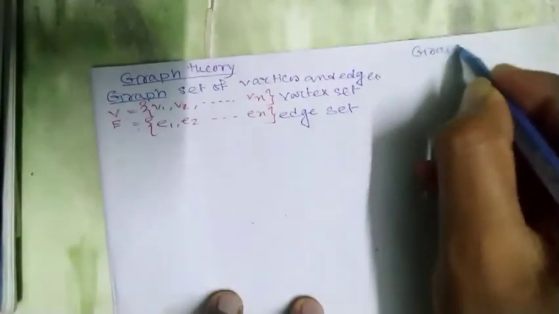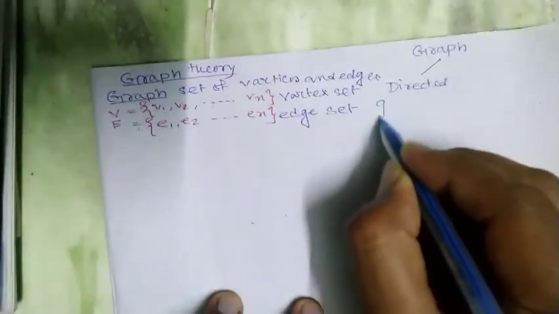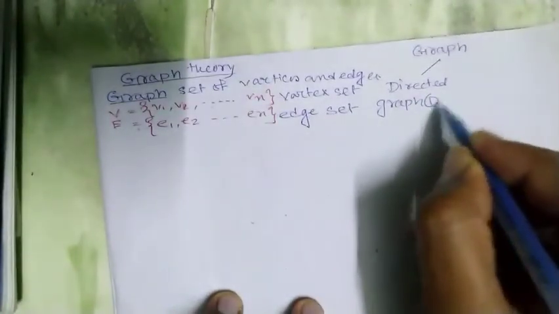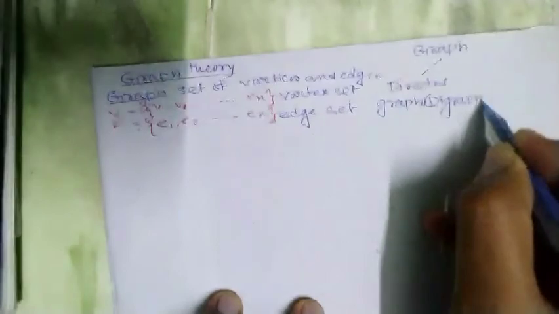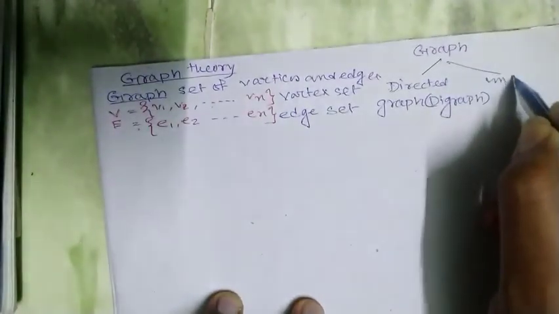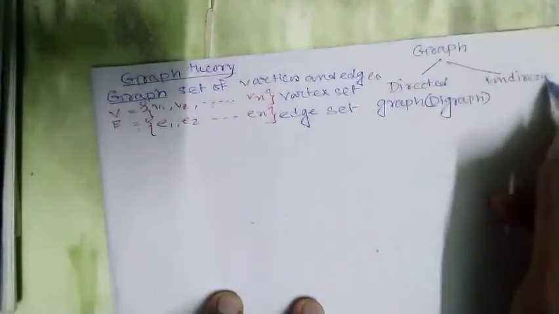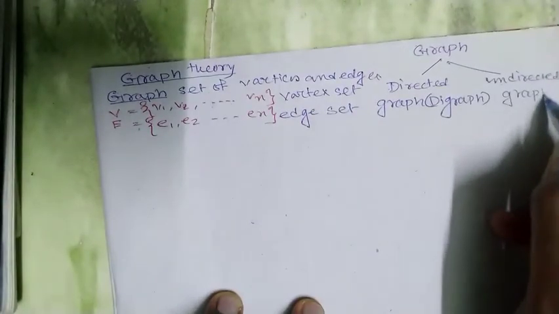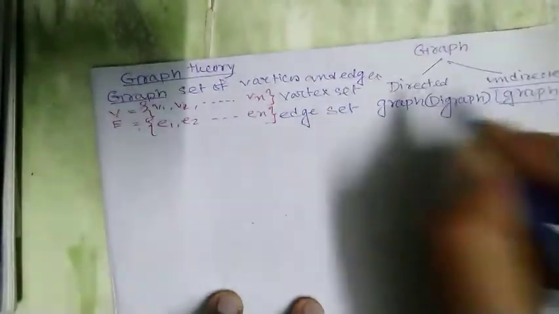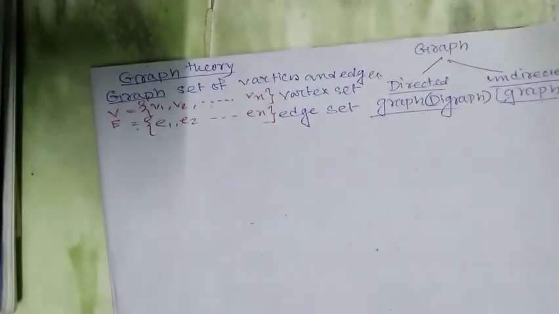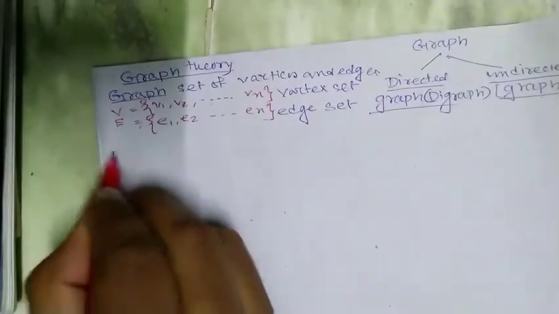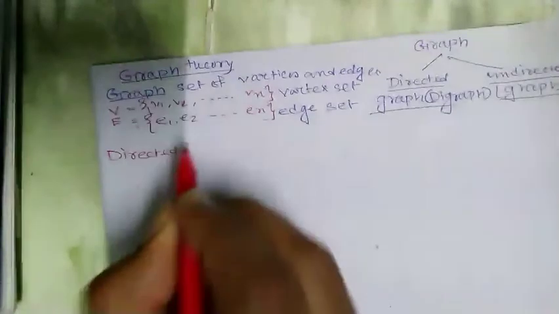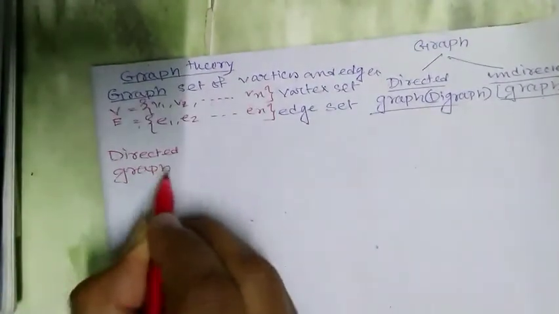Okay, so mainly graphs are of two types: directed graph, or we can say digraph, and undirected graph. So mainly two things. First we have to know what an undirected graph is and what a directed graph is. First, the directed graph.